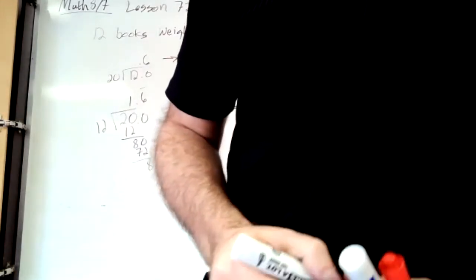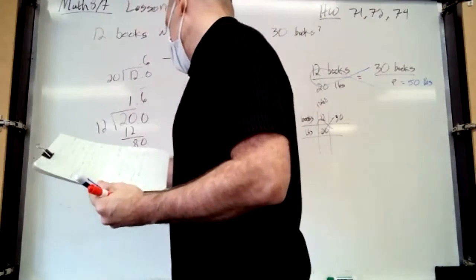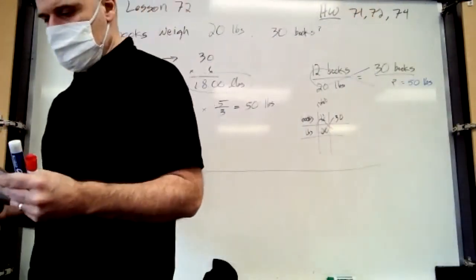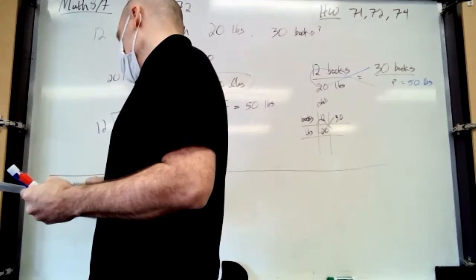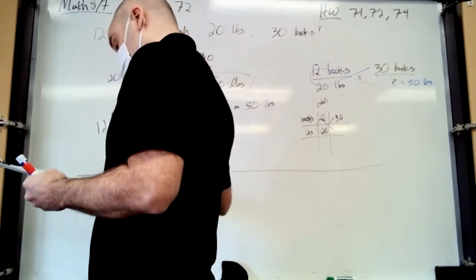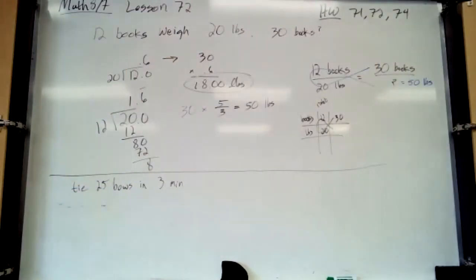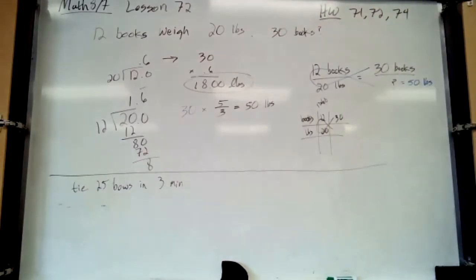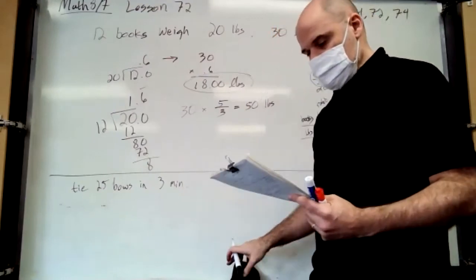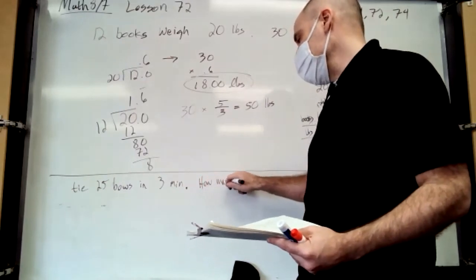Let's do this. We're going to skip example one. We'll go to example two here. So let's say Grace is a Christmas elf and she can tie 25 bows in 3 minutes, which is pretty slow for an elf. But she's new. She's learning the trade. Her parents didn't raise her right. So she's inexperienced in bow tying. Okay, so she ties 25 bows in 3 minutes. So I want to know how many she can tie in an hour.